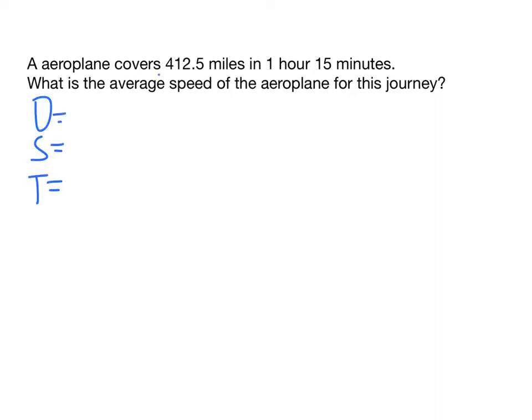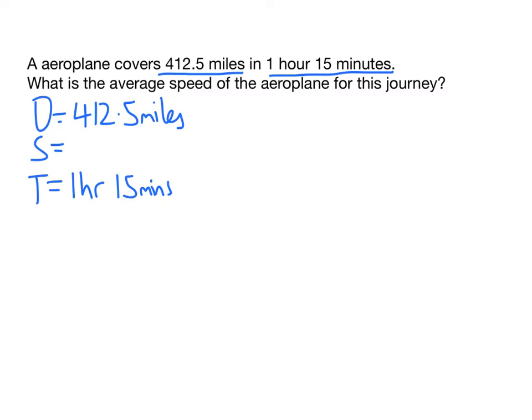So an aeroplane covers 412.5 miles, so let's put that next to the D, in 1 hour and 15 minutes. So that's the time, 1 hour 15 minutes. And what's the average speed? So we've been asked to work out what speed is. So let's write out the formula we use, which is distance equal to speed multiplied by time.